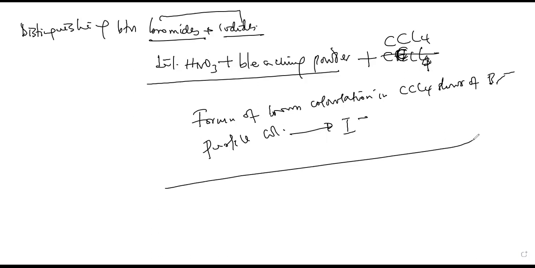Okay, simple. To the test solution, add dilute nitric acid, bleaching powder, followed by carbon tetrachloride or tetrachloromethane. Then let the mixture settle for some good time. If you see a brown coloration forming, it implies that a bromide ion is there. If you see a purple coloration, you will conclude that an iodide ion is present.